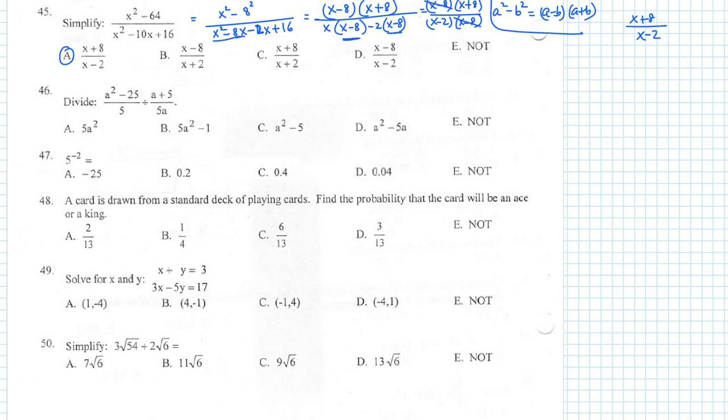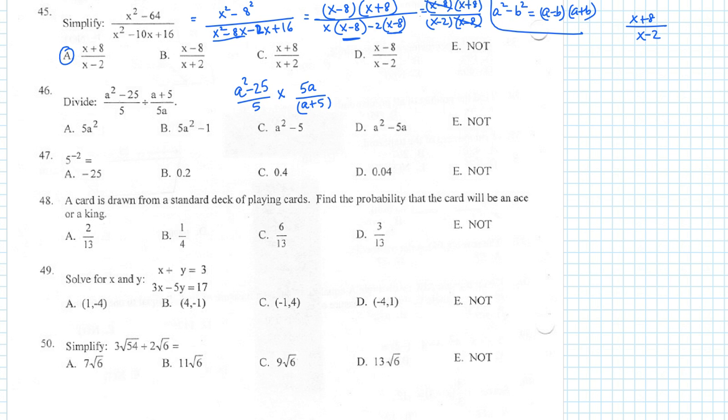Question 46, divide this expression. So this is a squared minus 25 divided by 5. So I can multiply this by the reciprocal of the second expression. So I will write this as 5a over a plus 5.